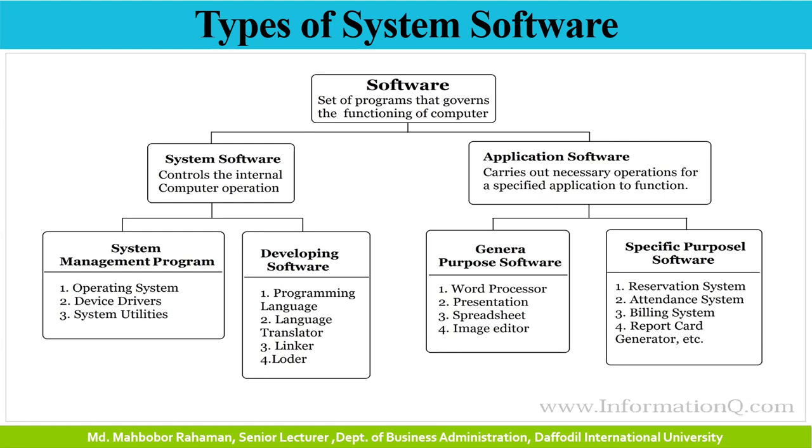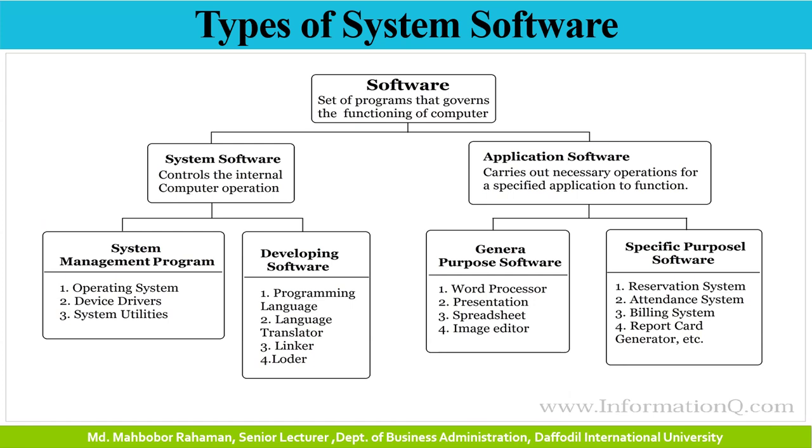When system software is used for managing the system or managing the programs of a computer, it is called system management software. Operating system is the main example of system management software. Device driver software is also system management software. System utilities are also system management software. On the other hand, developing software deals with the continuous development of system management software. When the operating system develops or releases a new version, it creates developing software. For example, the programming language translator, linker, and loader are all developer software.